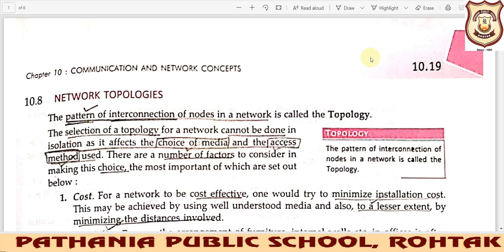We were reading chapter number 10 and the name of the chapter is Communication and Network Concepts. So today we'll be starting a new topic and the name of the topic is Network Topologies.